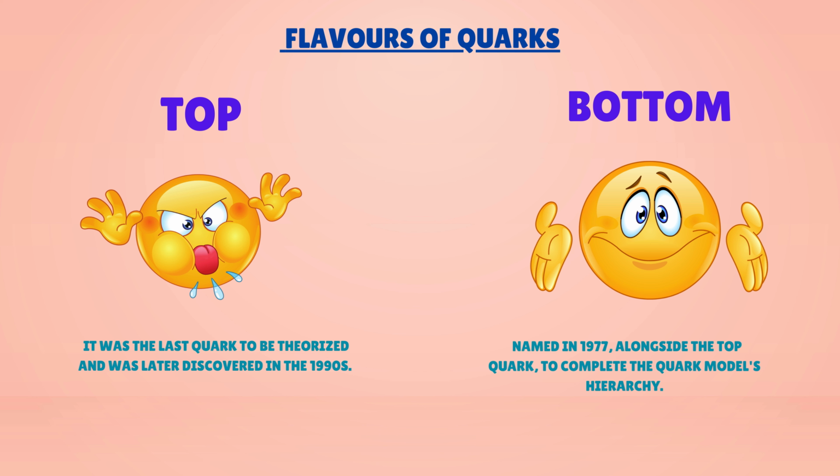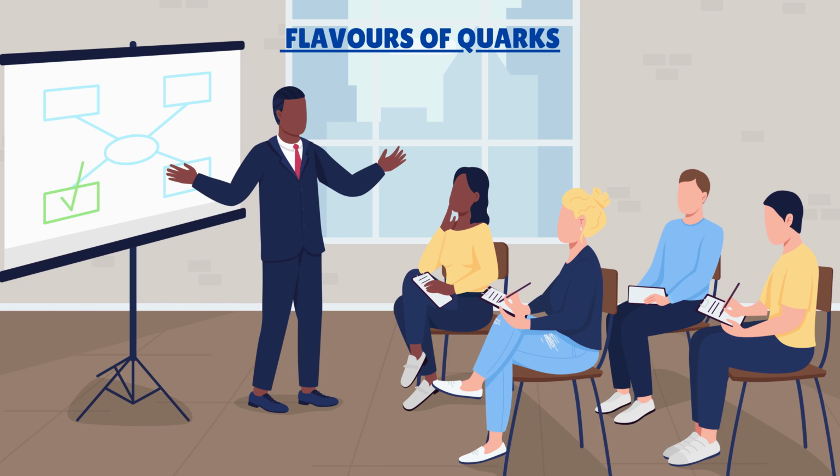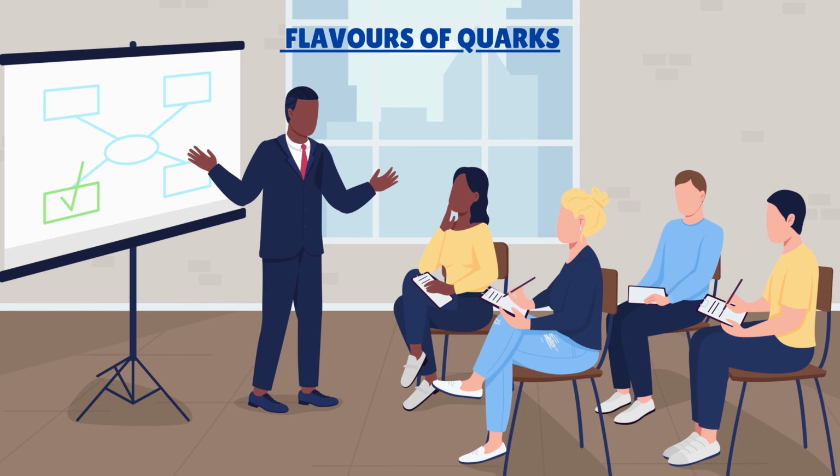Now, the top and bottom quarks. These names were chosen later on, in the 1970s, and they're pretty simple. Just like their names suggest, they're at the top and bottom of the quark hierarchy. No fancy reason behind it, just a neat way to keep things organized.